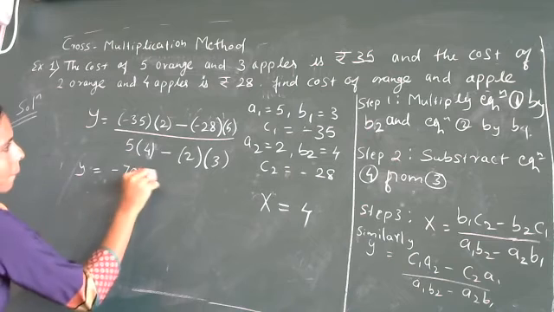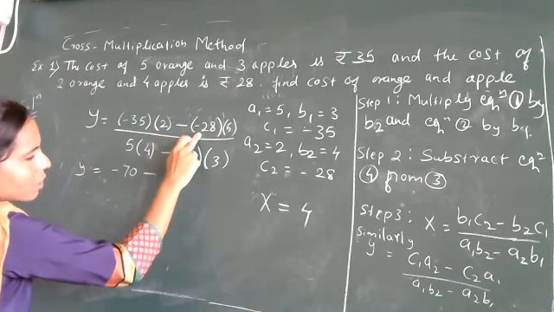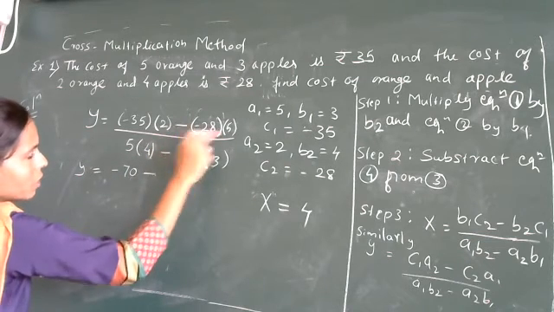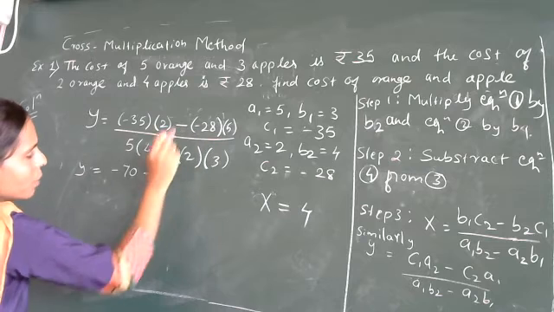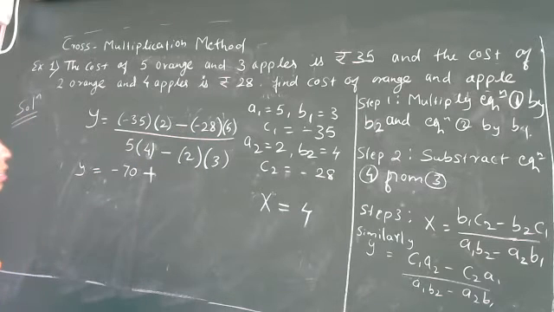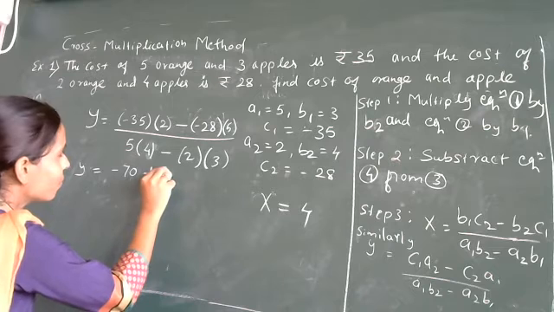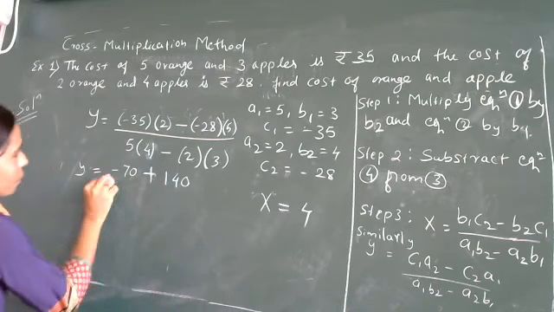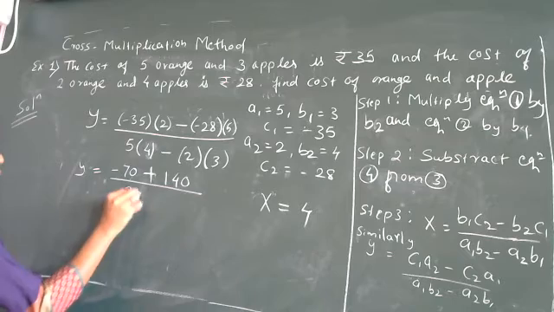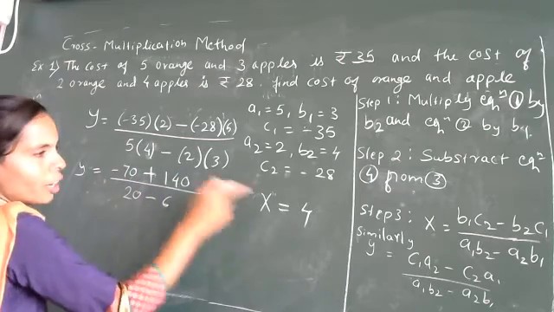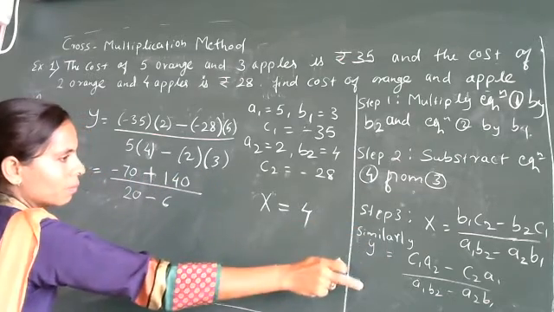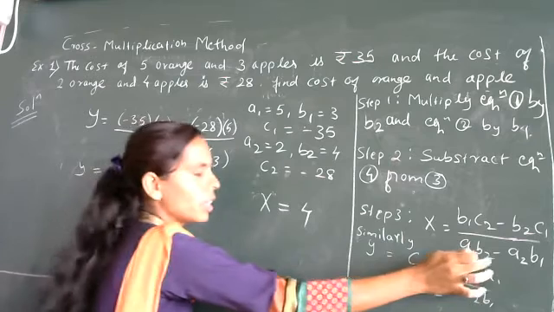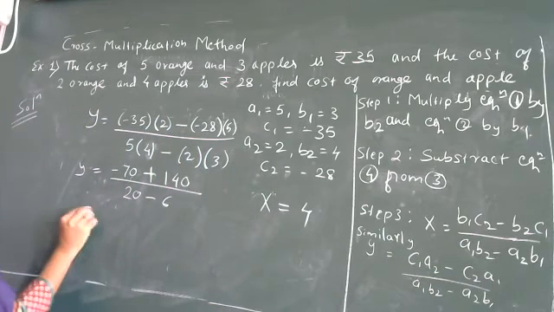Yes. Here it is minus, and the one value of this is also minus. So minus minus will get plus 28 into 5, yes, it is 140. Again it is 20 minus 6, because the denominator of both the equations is the same. So if you find once for this, you will get for the second also.